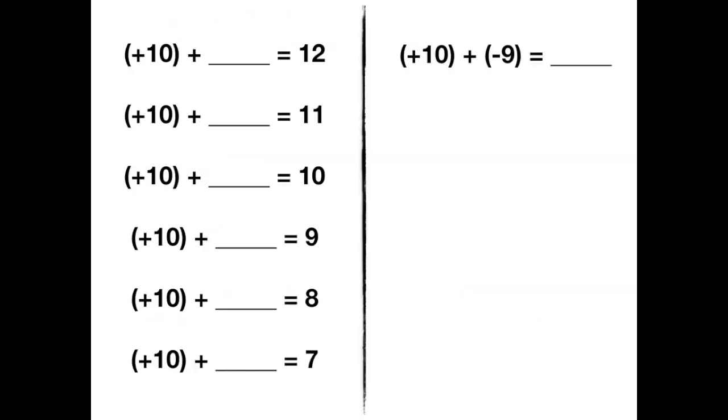Once students have practiced those skills, we can start exploring some fun patterns that'll show us what happens when we add negative numbers. So I always encourage students to start with questions that they know. So 10 and 2 is 12, 10 and 1 is 11, 10 and 0 is 10. So at this point, we can start looking at some emerging patterns.